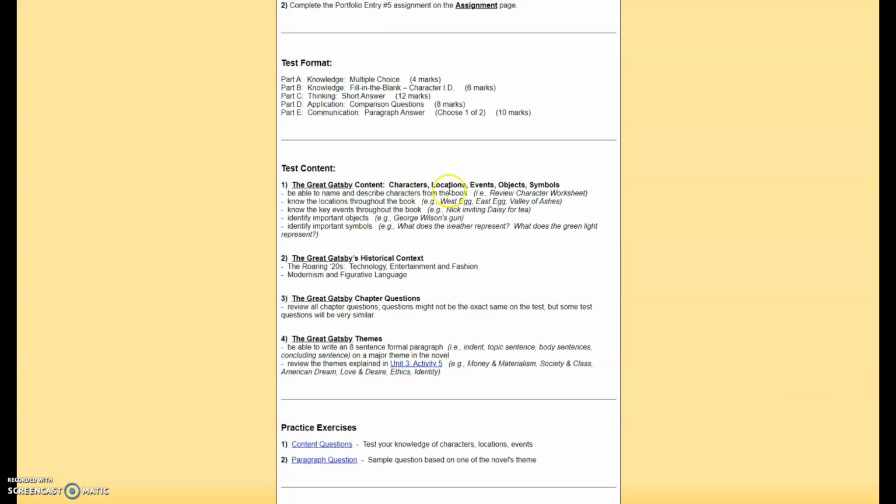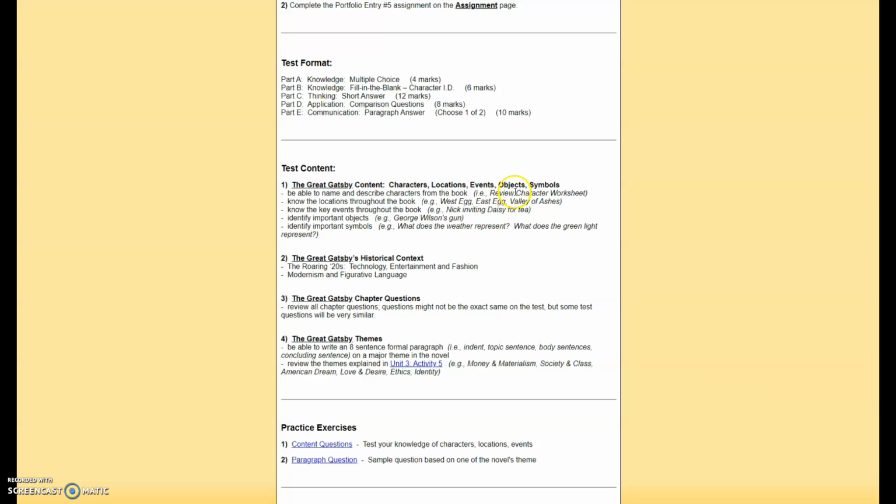So make sure you know your characters, and your locations, so things like West Egg and East Egg and Valley of the Ashes. You definitely want to know your locations and what happens in those locations. And when I say events, I just mean what happens in the book. I would expect you to know the events throughout the chapters and have an understanding of what the characters go through in the book.